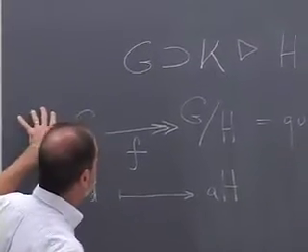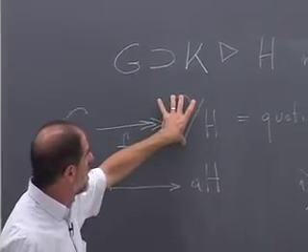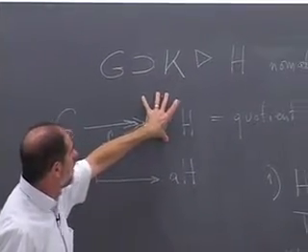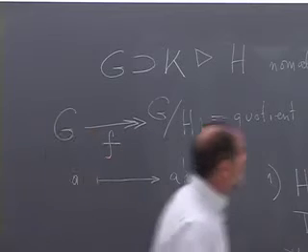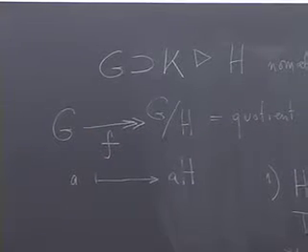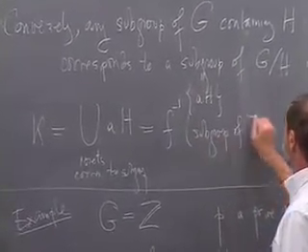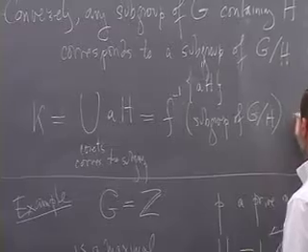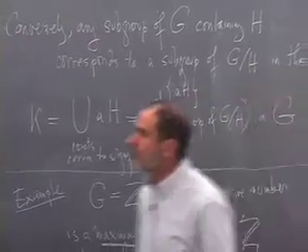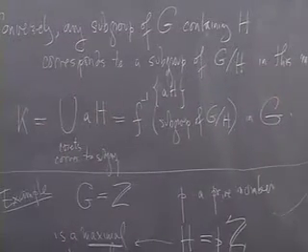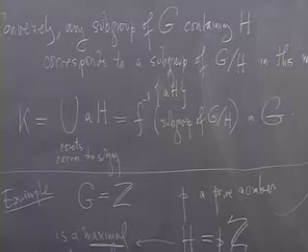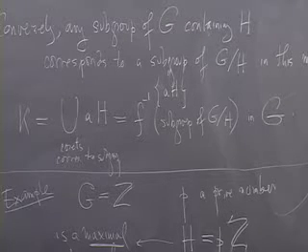of G containing H maps to a subgroup here, and any subgroup of G mod H, if we take the inverse image under this map, that's all this is, by the way, this is the inverse image of the subgroup of G mod H in G. The set of all things mapping to the subgroup gives us a subgroup K in G that corresponds bijectively to the subgroup of G mod H.